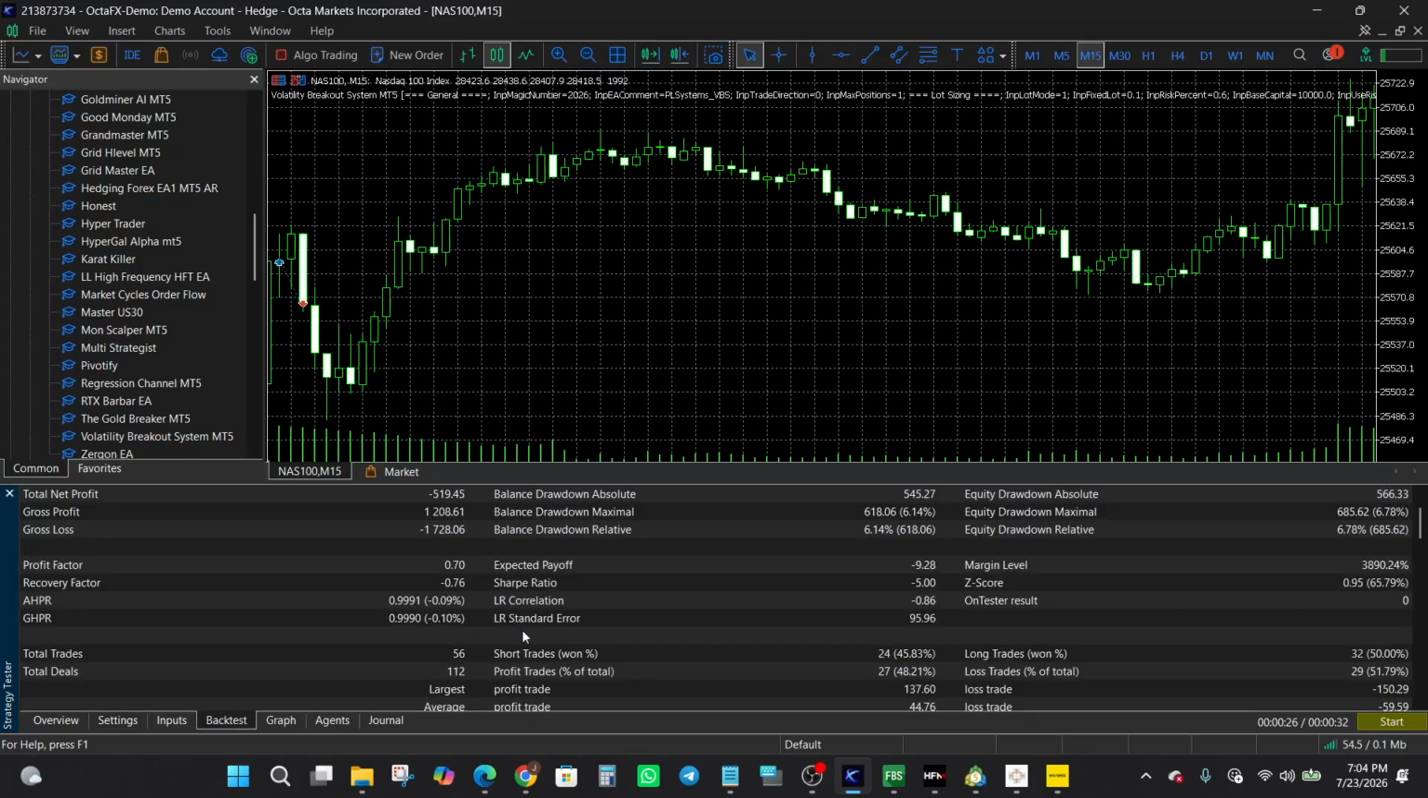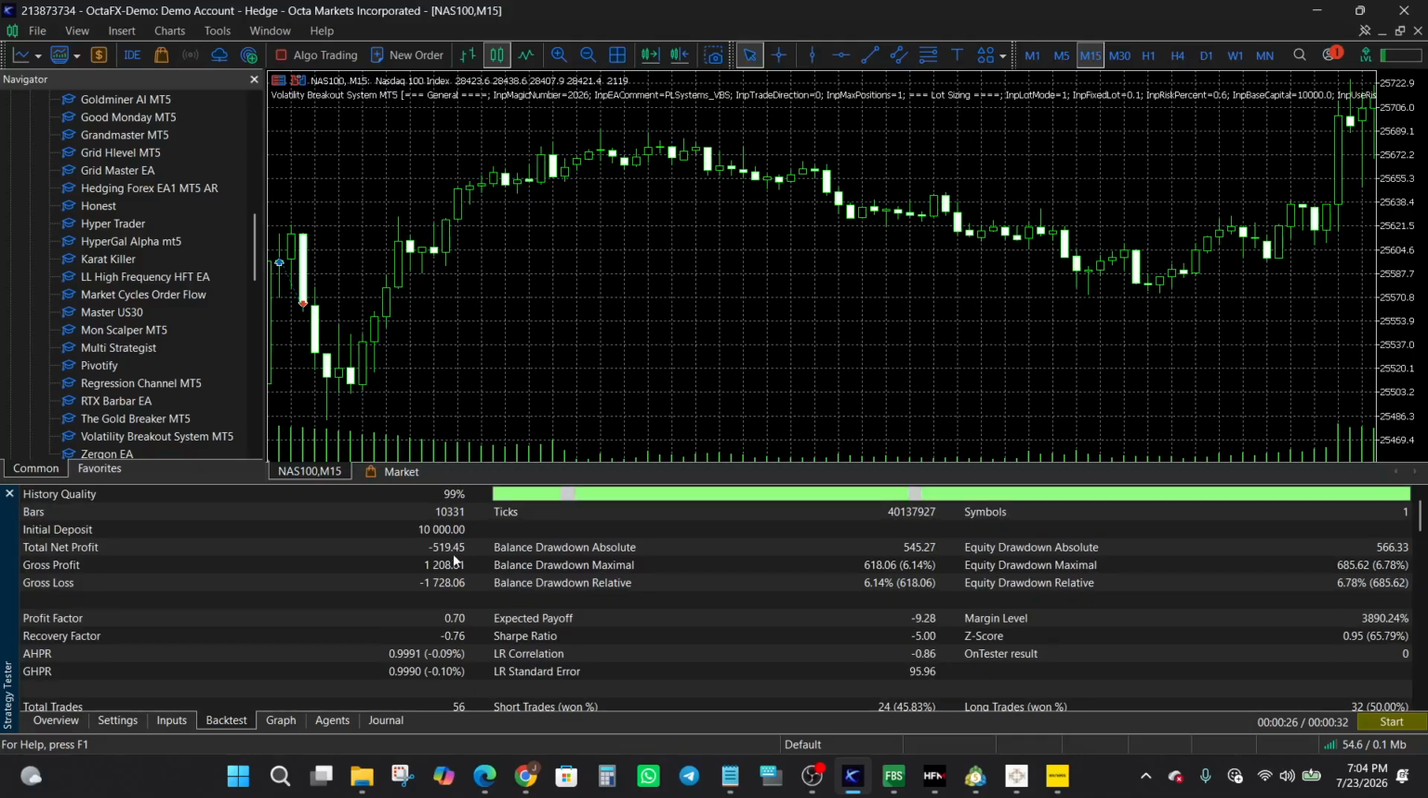Compared to some automated systems, this is a relatively modest number of trades, which is consistent with the developer's description that the strategy waits patiently for qualified breakout opportunities rather than trading continuously. The first statistic that stands out is the overall profitability. The report finished with a net loss of $519.45, resulting in a profit factor of 0.7. Since the profit factor is below 1, it indicates that the strategy generated more gross losses than gross profits.